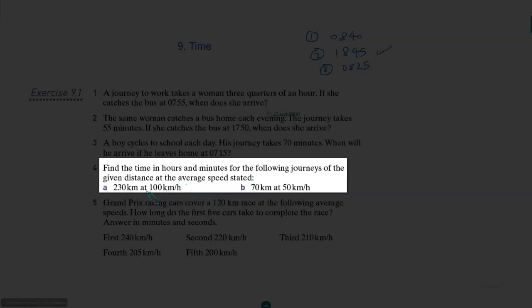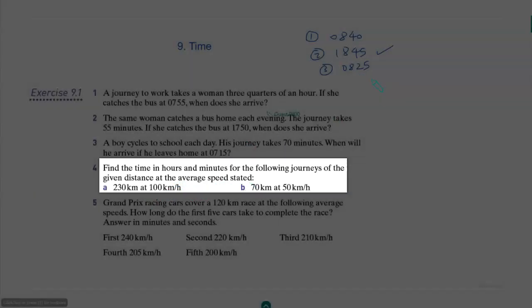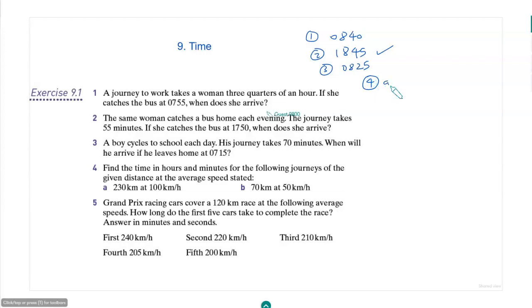Okay, find the time in hours and minutes for the following journeys of the given distance at the average speed stated. So how will you do for A? You have to find the time, right? Very good. So time is distance over speed. So here it is 230 kilometers. That's the distance. Speed is 100, right? So your time will be 2.3 hours.